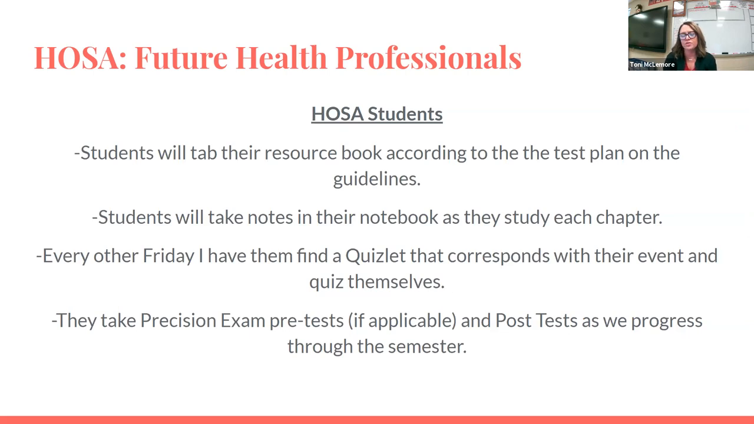So our HOSA students will tab their resource book. As soon as they know what event they're doing, they'll pull up their guidelines, and there'll be a test plan on those guidelines that tells you, like, injuries to tissues are like 15% of the test. So they're going to find that they're going to get their resource book.